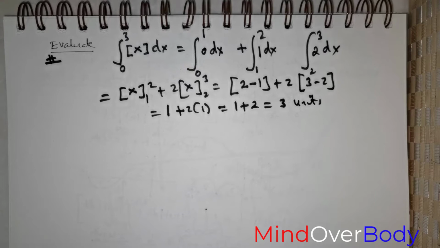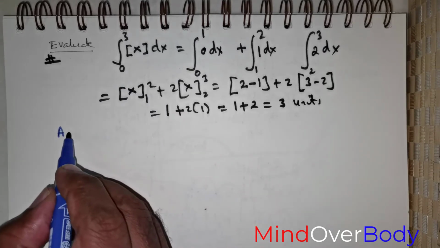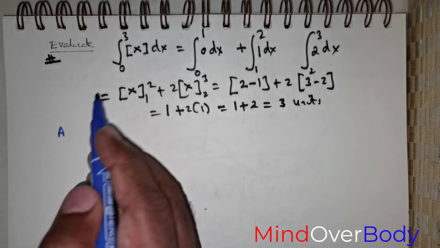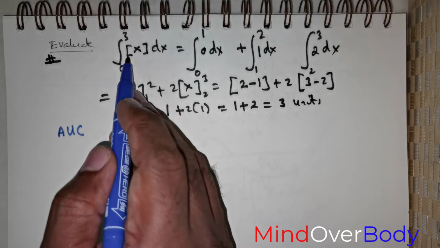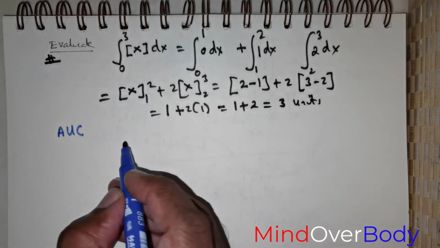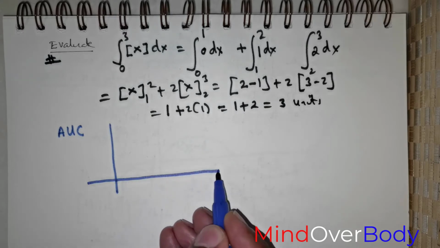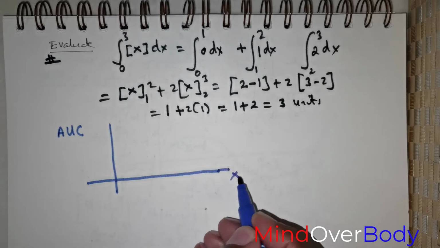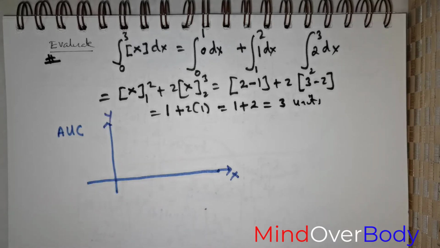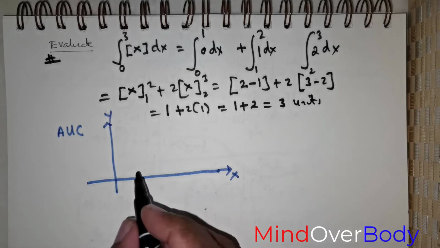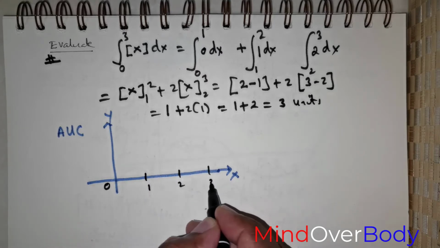So let's move on to the next question. Now if they're asking us to find the area enclosed by the greatest integer function, or the area under the curve of f of x equal to the greatest integer function of x, then we can also apply a graphical technique. So let me just draw the x-axis and the y-axis, and let me mention the points. 0, this is going to be 1, this is going to be 2, this is going to be 3.